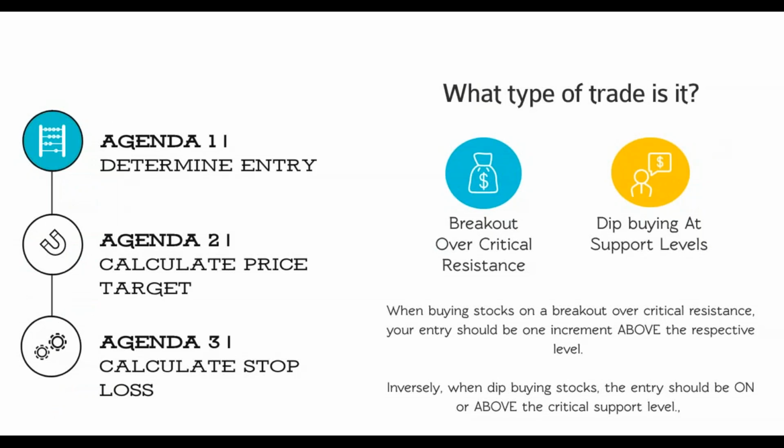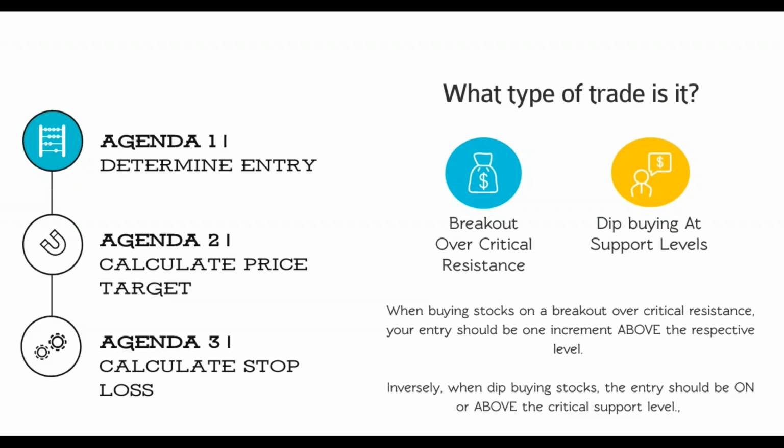When we determine the entry, it's essentially two different types of patterns to go off of: the breakout over critical resistance and then dip buying at support levels. When buying stocks on a breakout over critical resistance, your entry should be one increment above the respective level. As an example, if you want to trade something at $4, buying that stock on a breakout over critical resistance, $4 natural resistance, you would hit buy on the actual stock at 4.01.